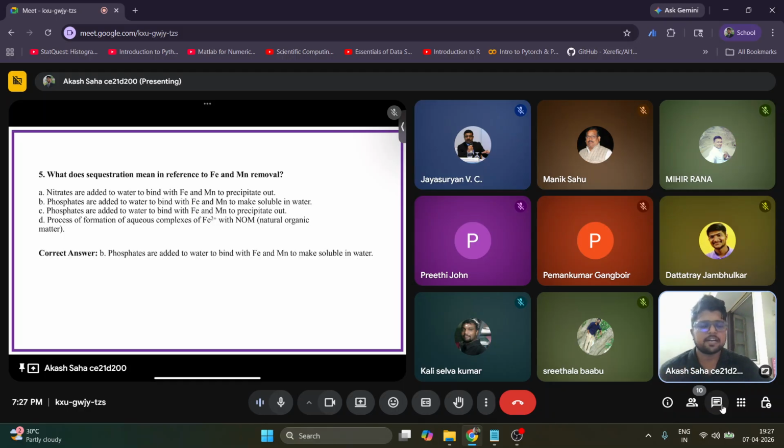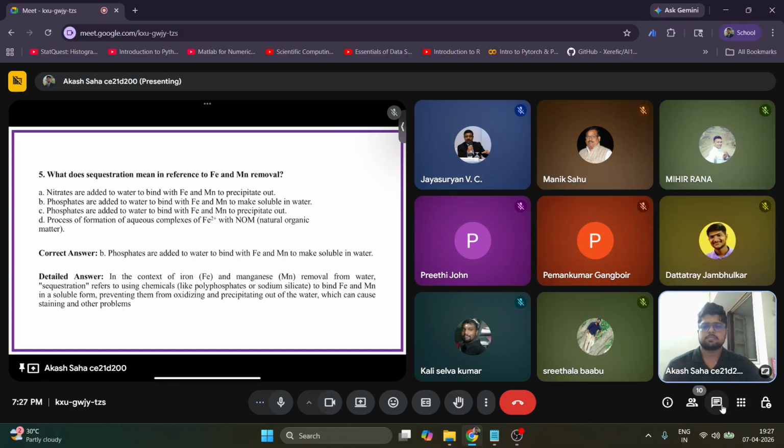Phosphates are added to water to bind the ferrous or manganese to make it soluble in water. Phosphates like polyphosphates or sodium silicates are used, and they prevent it from oxidizing or precipitating out of water, which can cause staining or other problems.